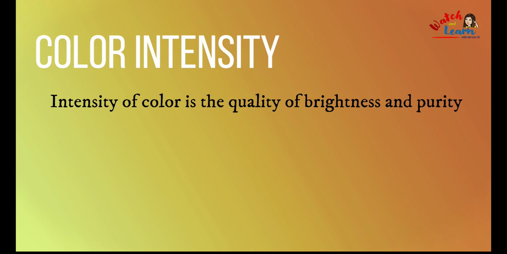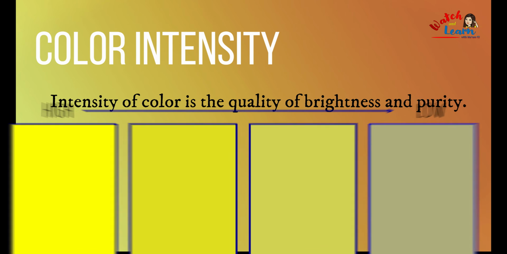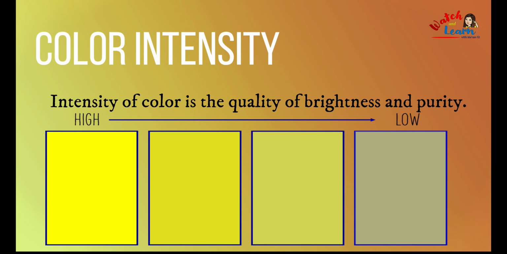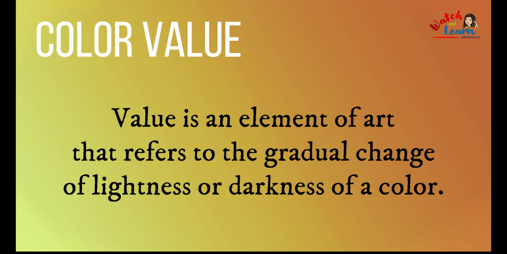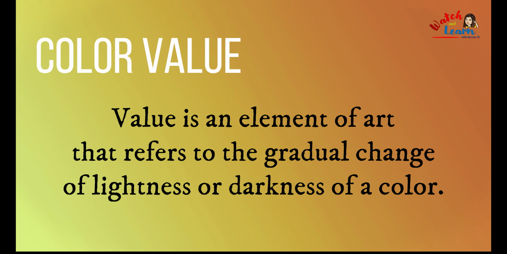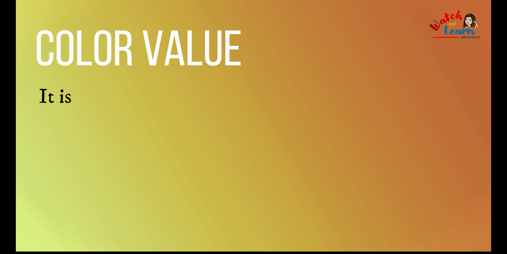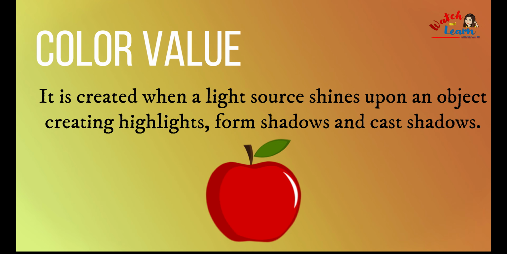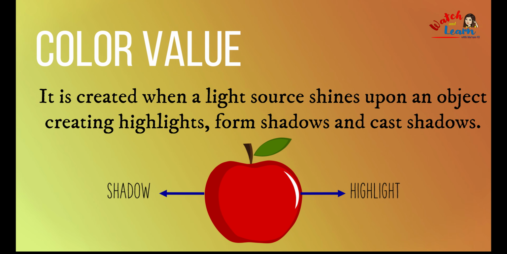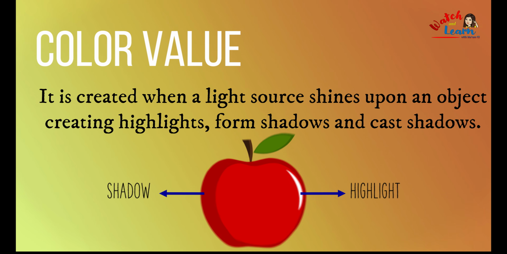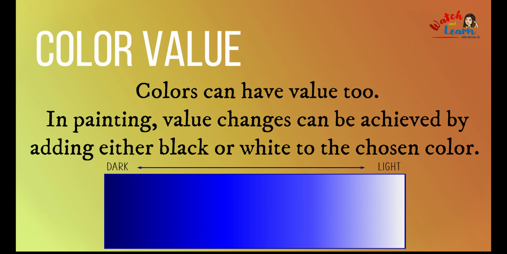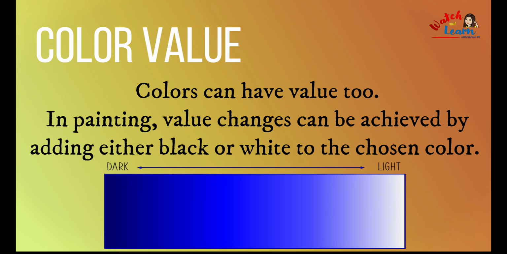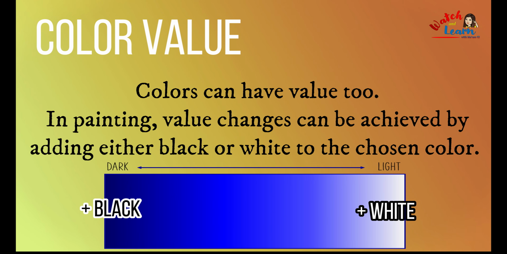Intensity of color is the quality of brightness and purity. High intensity, the color is strong and bright. Low intensity, the color is faint and dull. Value is an element of art that refers to the gradual change of lightness or darkness of a color. It is created when a light source shines upon an object, creating highlights, form shadows and cast shadows. Colors can have value too. In painting, value changes can be achieved by adding either black or white to the chosen color.